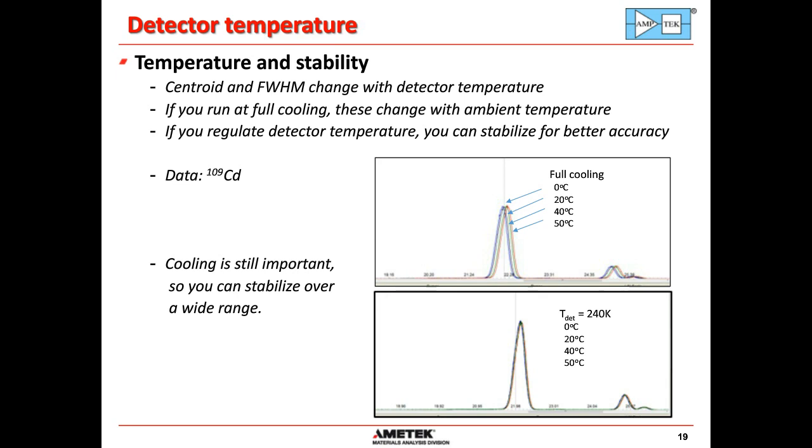What you can do is regulate the detector temperature, raise the detector temperature up to a set point that can be maintained, and then, although you have a little bit more noise, you can stabilize the system for better accuracy. So we recommend always doing this. Find the temperature that you can regulate and use that as the set point to improve the system stability and thus the accuracy.